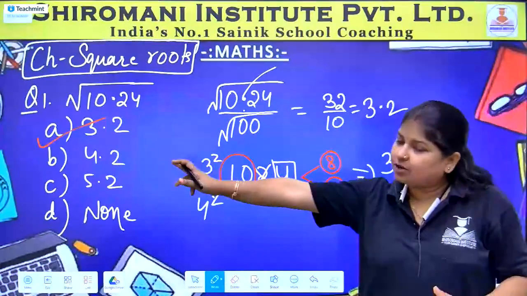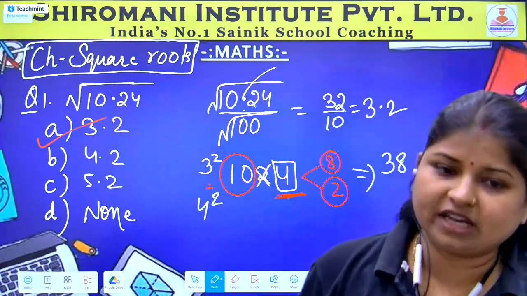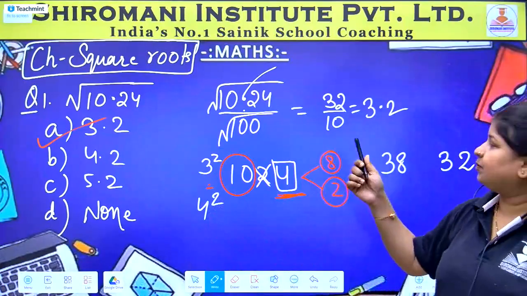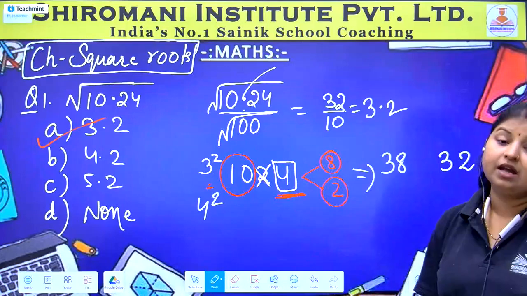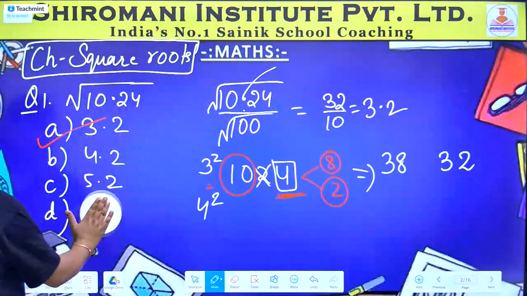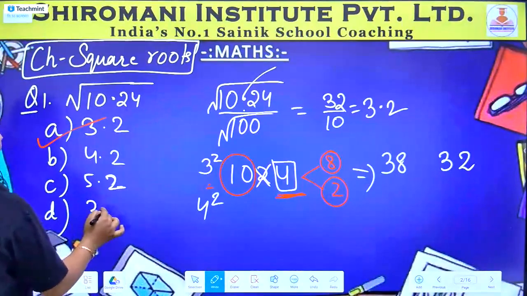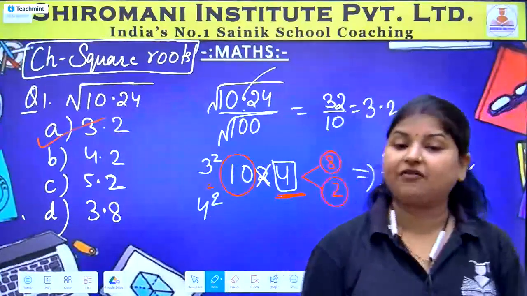When I look at the options, I don't have 38. I have only 32. That means 32 will be my answer. Now, if 38 was also given, for example, if 3.8 was also given, then what should we have done?